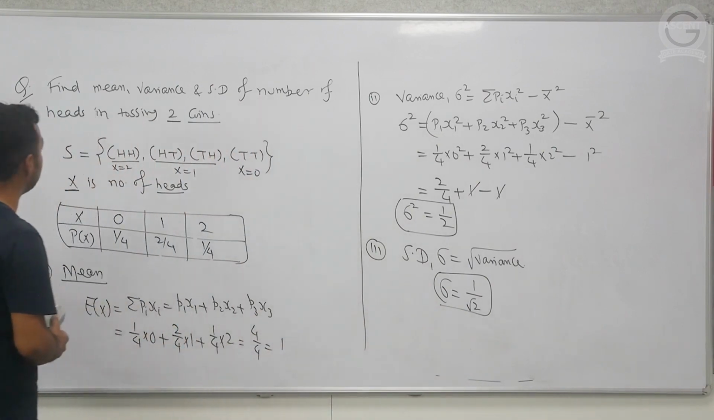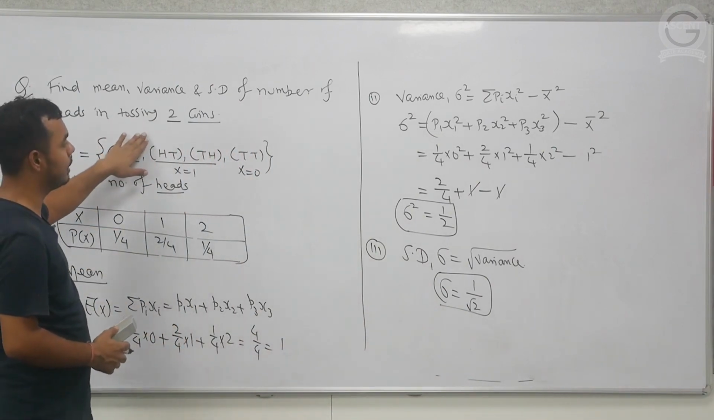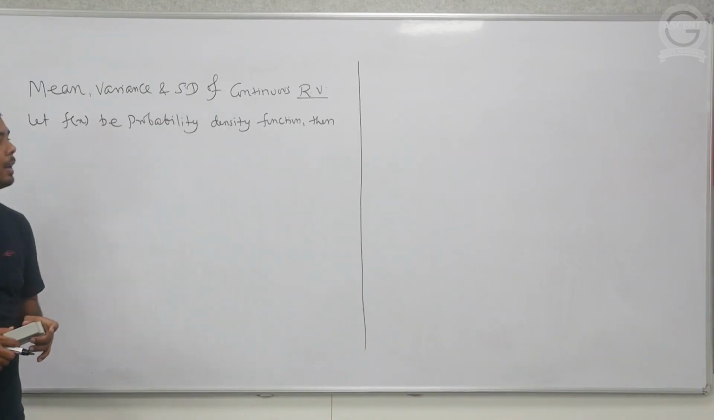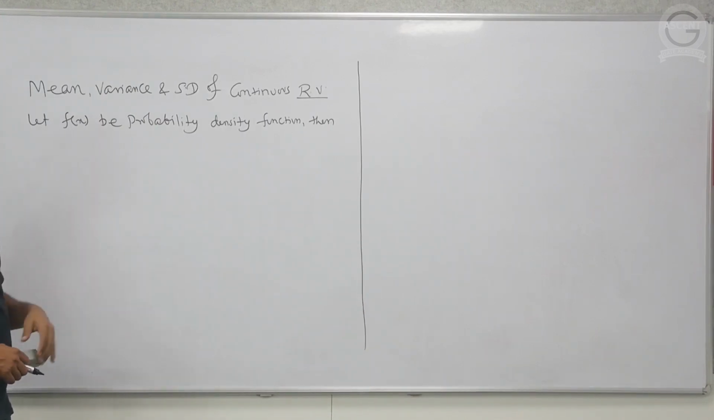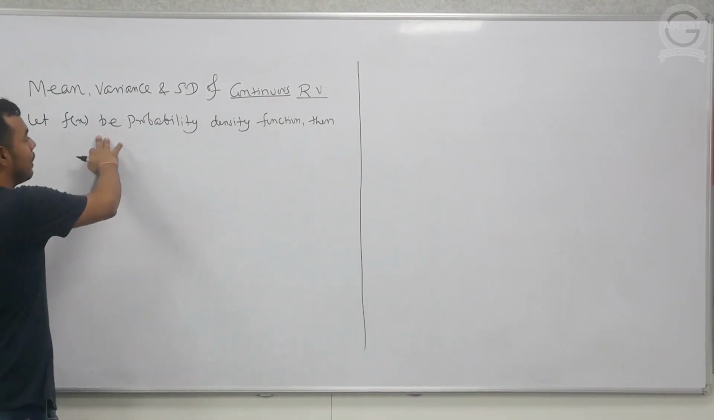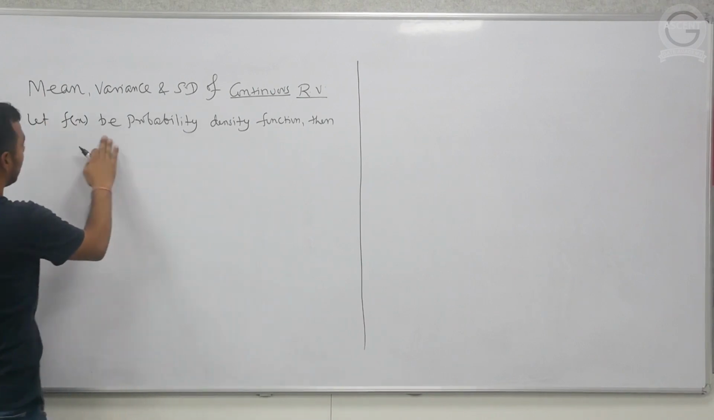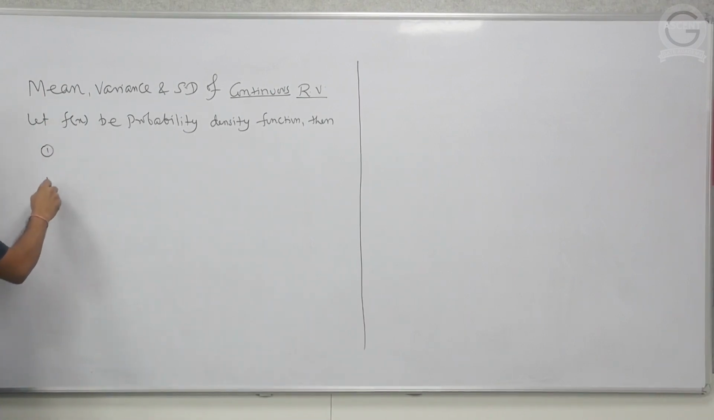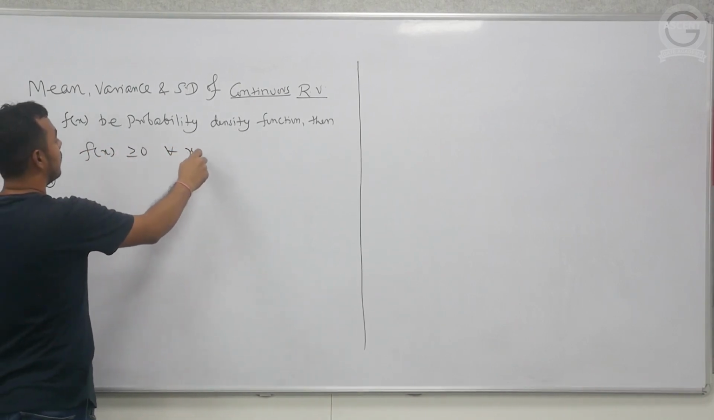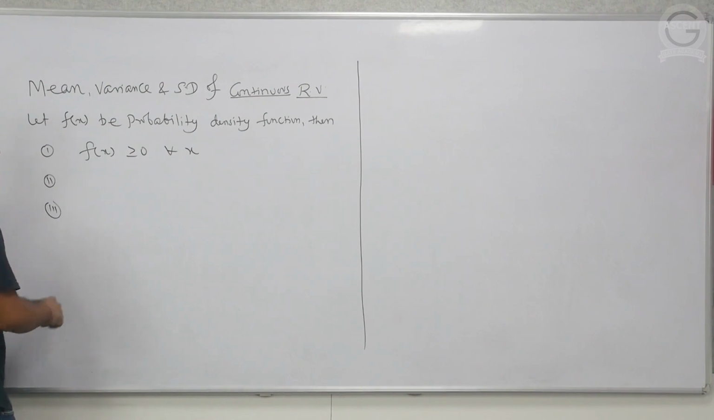So after this, we'll see how to calculate mean, variance, and standard deviation for any continuous random variable. Okay, so now we are going to see mean, variance, and standard deviation for continuous random variable. So suppose if fx is probability density function, then in that case we have seen these three results. The first one was fx is always positive. If fx is probability density function, then fx is positive for all x.